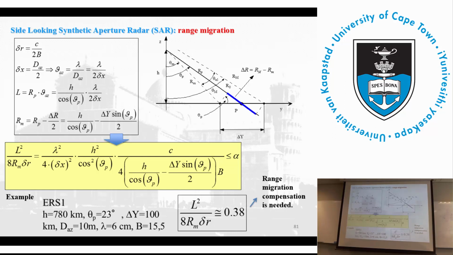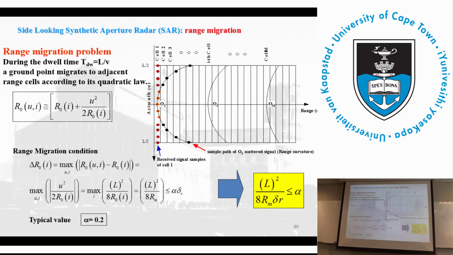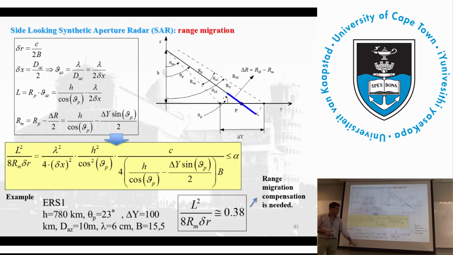Anyway, as an example, again for the same spaceborne SAR system, if you look at the condition here, that's alpha. If you calculate all these terms here, given this system, which is a fixed system with set parameters, you end up with 0.38. So you got a 38% migration, which, for example, if your condition was to be less than 0.2, then you would straight away say that range migration is there.